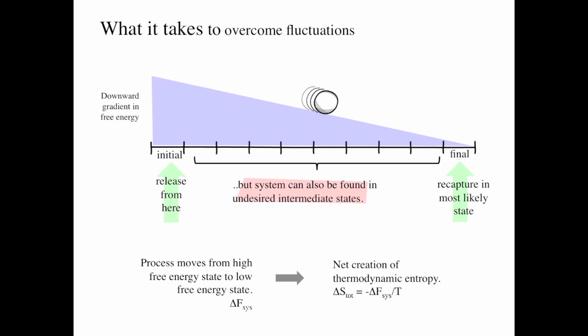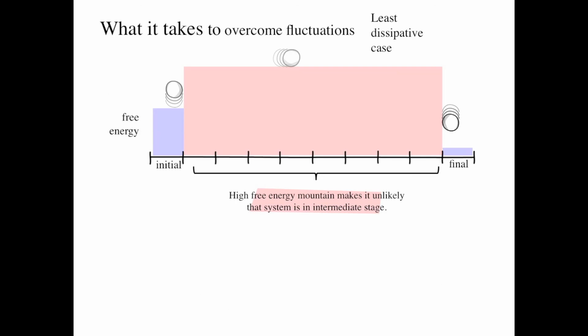The procedure described so far is not the most efficient because the system can still be found in undesired intermediate stages with some probability. We arrive at the least dissipative case by introducing a high free energy mountain over all of the intermediate stages. That makes it very unlikely that the system will be found in any of those intermediate stages. The system is released in its initial state and then captured in its most likely final state, and it is very unlikely that it will be found in any of the intermediate states.